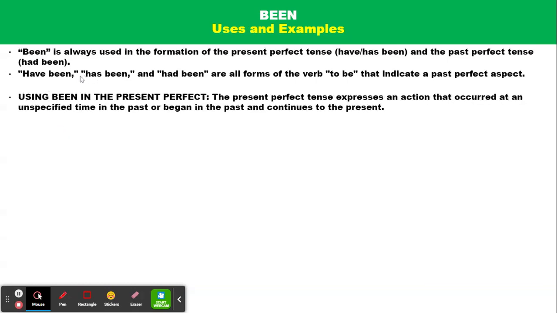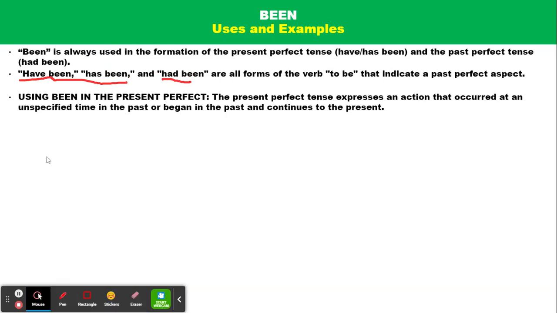Of course, some can be present perfect. This one is specifically past perfect. These two are for present perfect. So I want you to see it specifically: this and this are present perfect, while this is used for the past perfect.